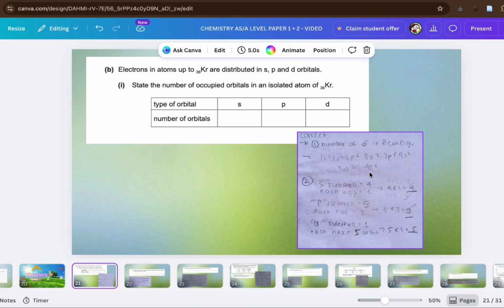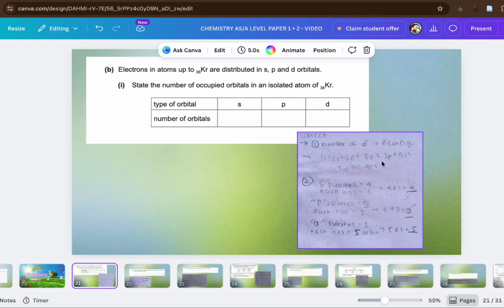Now we just have to count the number of orbitals. In the s subshells, there are 4 s subshells: 1s, 2s, 3s, and 4s. Each subshell has 1 orbital. 4 times 1 is 4. That's for the s orbitals. Next, for the p subshells, we have 3 p subshells: 2p6, 3p6, and 4p6. Each of these subshells has 3 orbitals. 3 times 3 is 9.